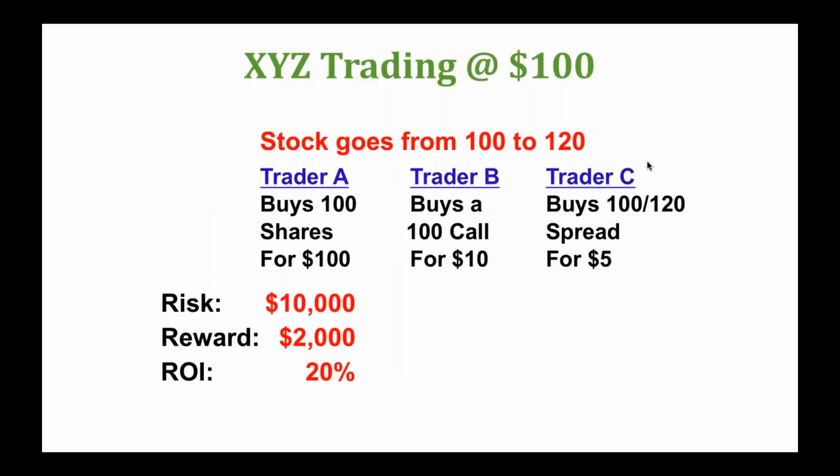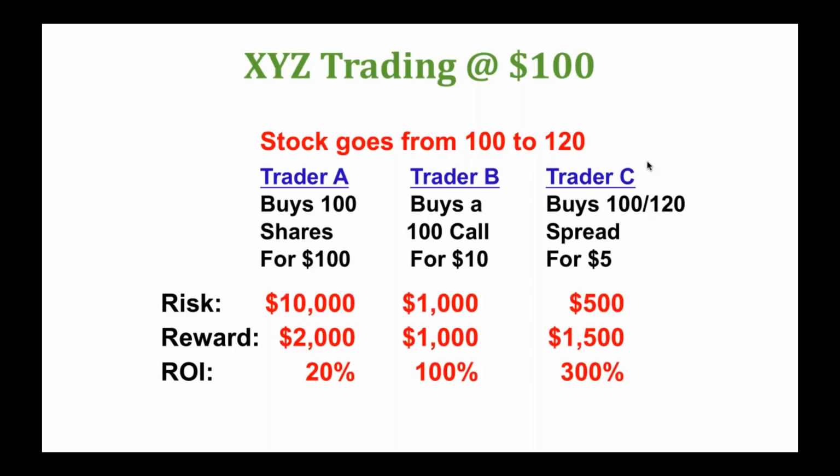The stock buyer is risking $10,000 to make $2,000, a 20% return. The call trader, in this case, would buy the calls for $1,000, but that $1,000 would double in value, a 100% return. Great. The spread trader could actually make even more because the spread trader bought the 100-120 call spread and only paid $5 for it, and it had a maximum $1,500 return on $500 of risk, or 300%.